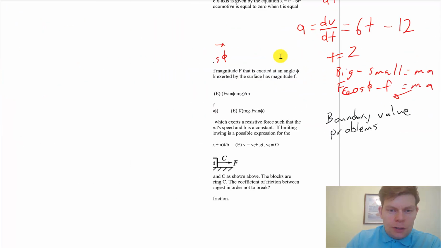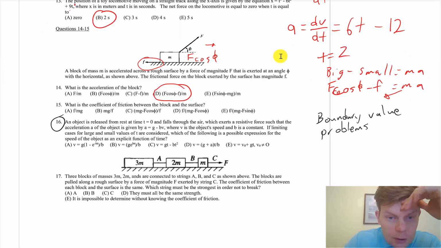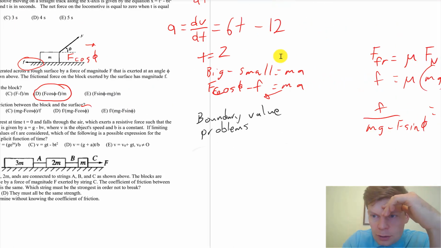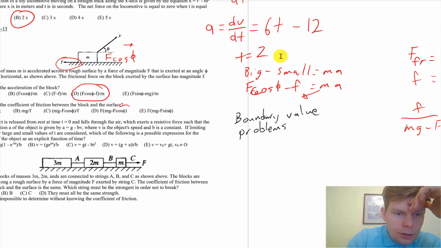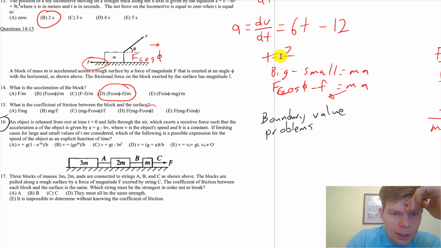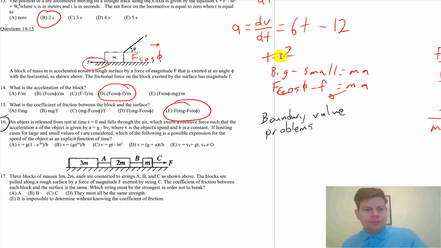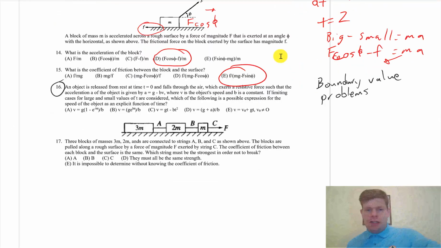And if we look for that, we will likely find it. F divided by mg minus F sine phi. Oops, almost circled the wrong one. Silly me. All right, next one is a little tricky.